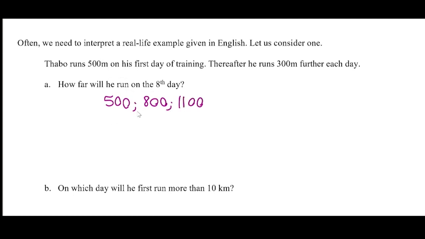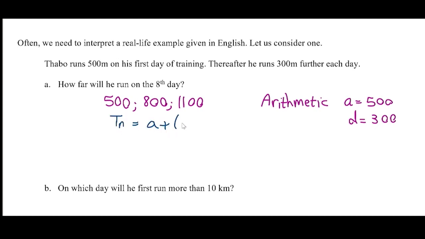Right, what have we got here? This is an arithmetic sequence, and we know that A is 500 and D is 300. So A is 500, D is 300. And we, in fact, are being asked for the 8th day, the 8th term. Right, so we've got our formula, Tn equals A plus n minus 1 lots of D. Right, so T8 is going to be 500 plus 7 lots of 300.